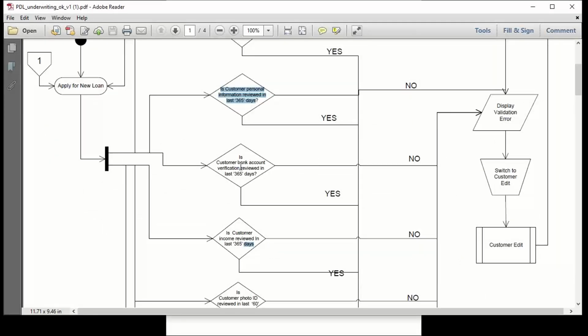So is customer bank account verification reviewed in the last 365 days? Is customer income reviewed in the last 365 days? Is customer photo ID reviewed in the last 60 days? Whatever things are not there, we are going to put in a validation error. And when we are going to deny the loan, in the denial letter we will specify all those: these are the problems with you, so you need to arrange all these. In this way, this is nothing but another process flow diagram that is called a streamline diagram. Okay.